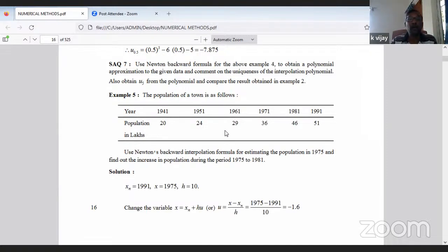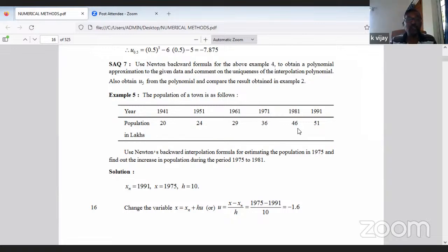And then use the Newton backward interpolation formula. The polynomial approximation, the given data, uniqueness of the interpolation formula. The population of a town follows: year 1941, 1951, 1961, 1971, 1981, 1991; population 20, 24, 29, 36, 46, 51. Use Newton backward interpolation to find the population in 1975 and the increase from 1975 to 1981.